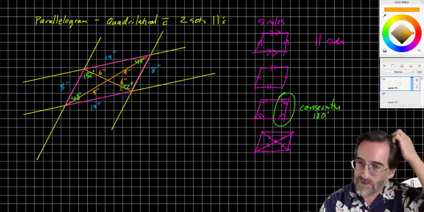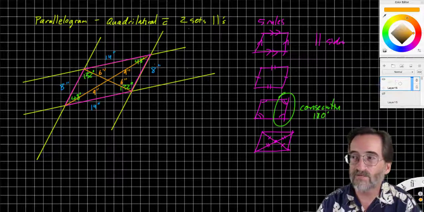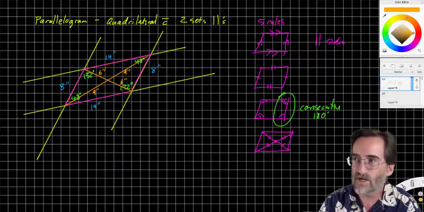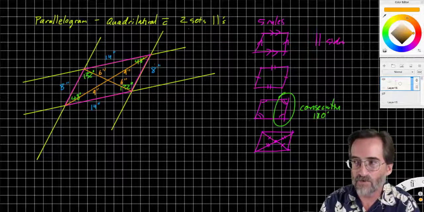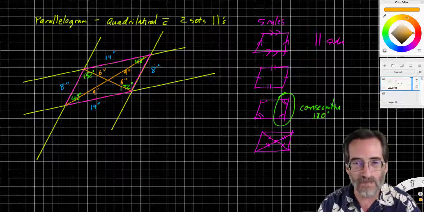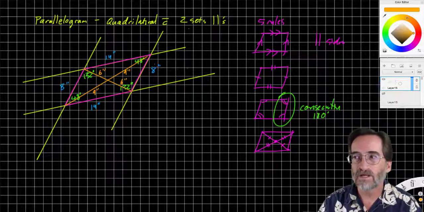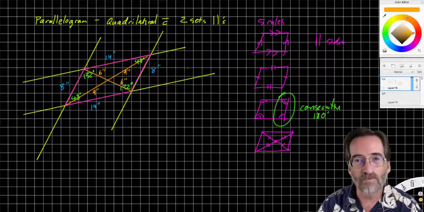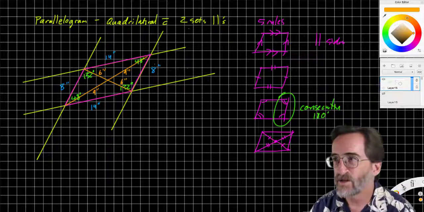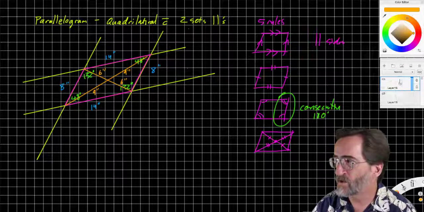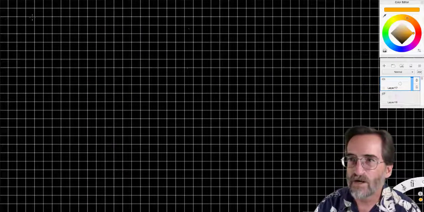What's more is the converse is true. We can say if it's a parallelogram, then these things are true: parallel sides, congruent opposite angles, supplementary consecutive angles, diagonals bisect each other. We can also say the converse. We can say if one of these is true, then it's a parallelogram. So let me go to a new slide here. So all the converse rules.